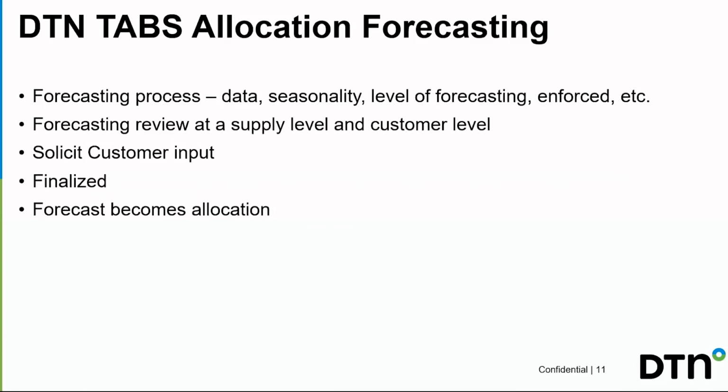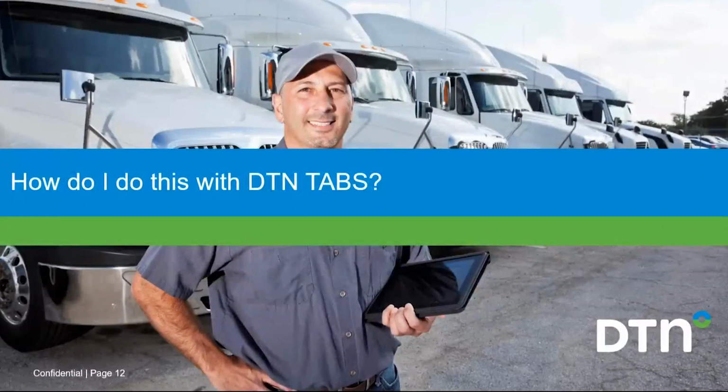The forecasting, basically, it's a process. You use data, seasonality, level of forecast, whether it's enforced or unenforced, things like that. But the forecasting review at the supply level and the customer level is where you can solicit those customer inputs. Once it's finalized, then the forecast becomes allocation. Now, here's the way that this is all set up in TABS.